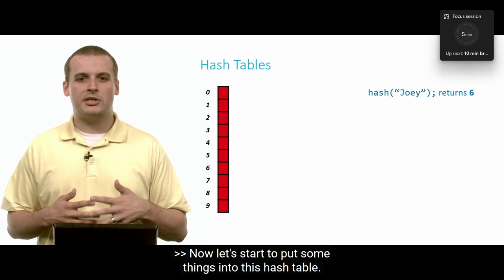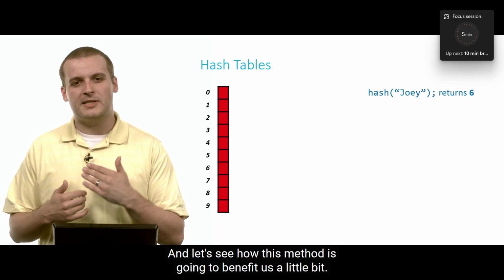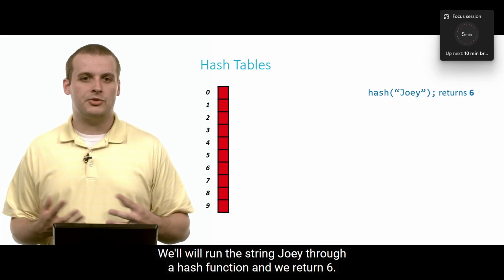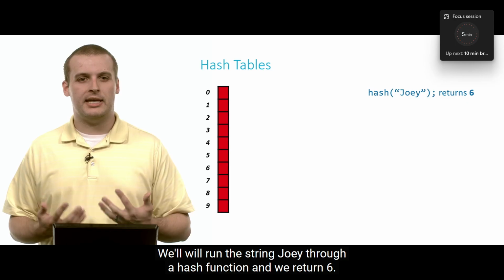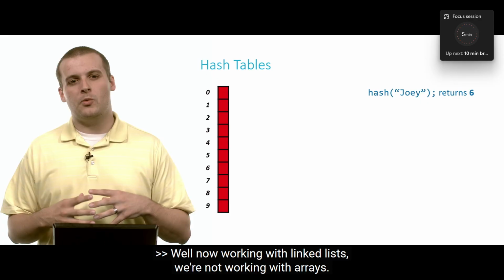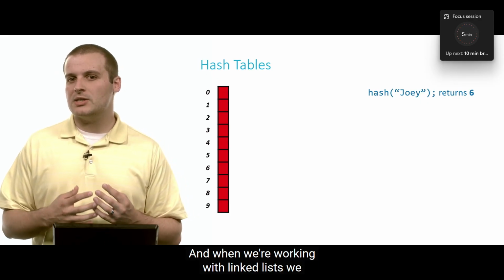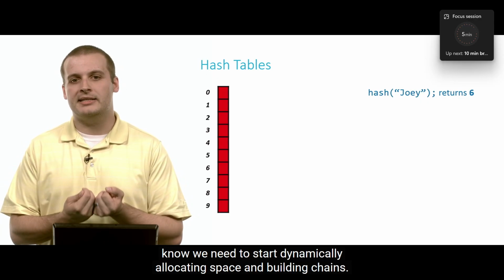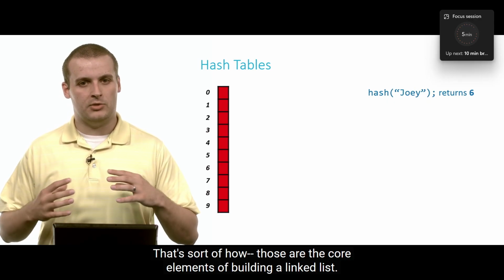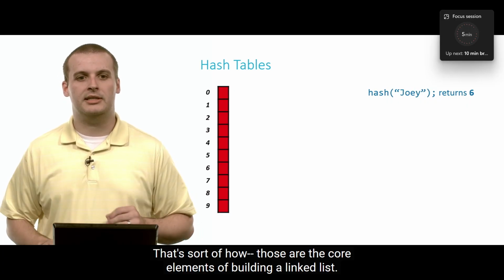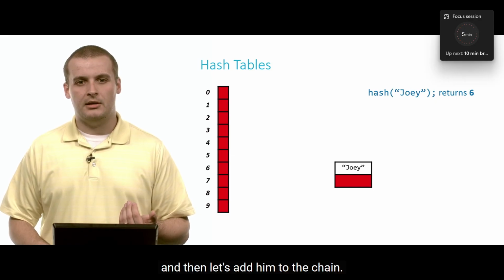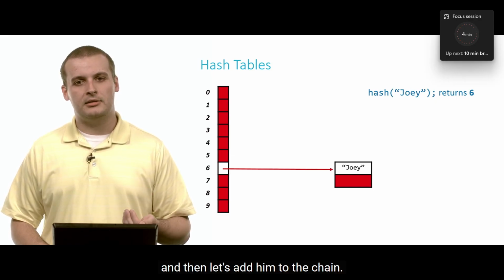Now let's start to put some things into this hash table though, and let's see how this method's going to benefit us a little bit. Let's now hash Joey. We'll run the string Joey through our hash function and we return 6. Well, what do we do now? Well, now we're working with linked lists. We're not working with arrays. And when we're working with linked lists, we know we need to start dynamically allocating space and building chains. Those are the core elements of building a linked list. So let's dynamically allocate space for Joey, and then let's add him to the chain.